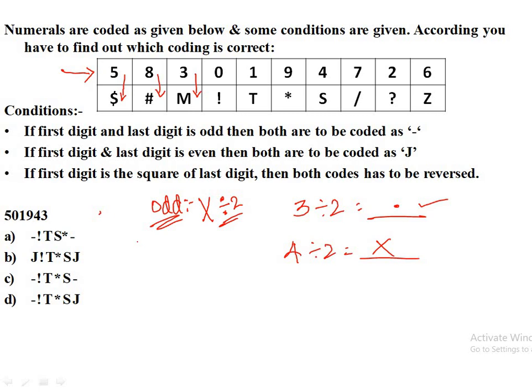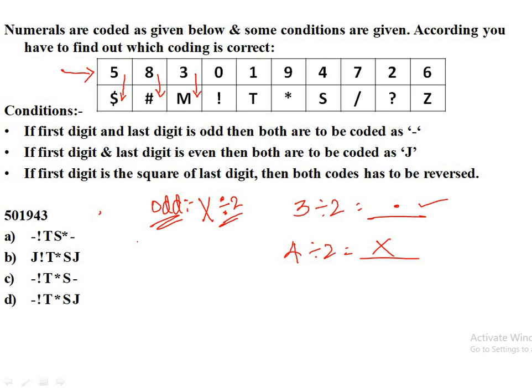You should remember the conditions. If anywhere in the question you see the first and last digits both odd, then you need to go for the minus symbol. This was the first condition. We need to understand and remember it.